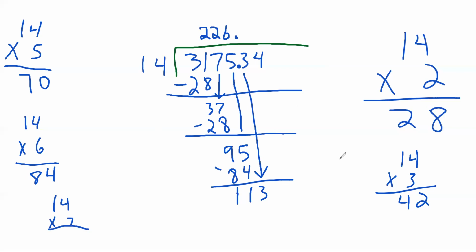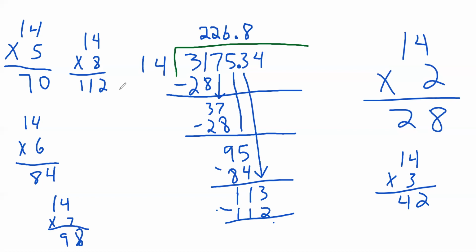Let's try 14 times 7. We can get sneaky and just add 14 onto 84. You're going to end up with 98. But I bet I can go one more than that and still not cross over 113. So yeah, let's try 14 times 8. 112, exactly. And then 112 is just snug under 113. You'll end up with 1.